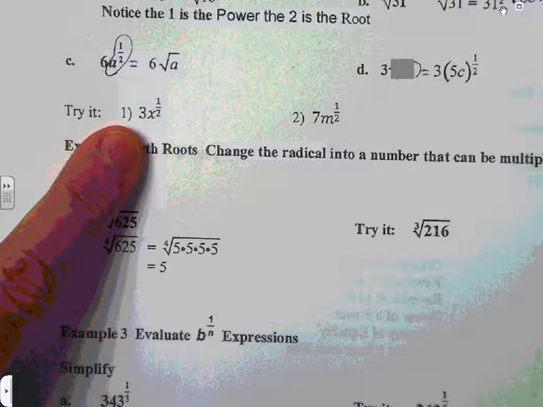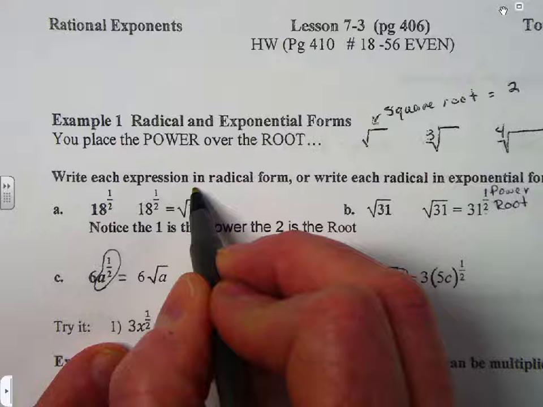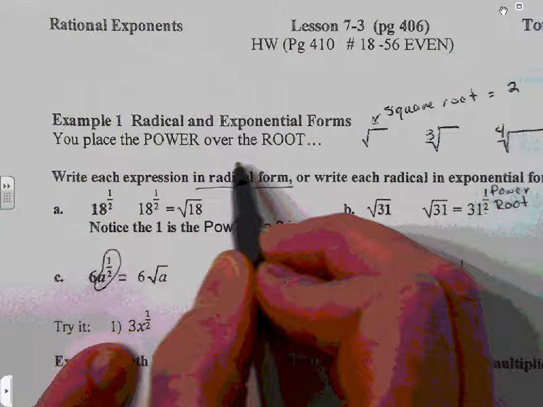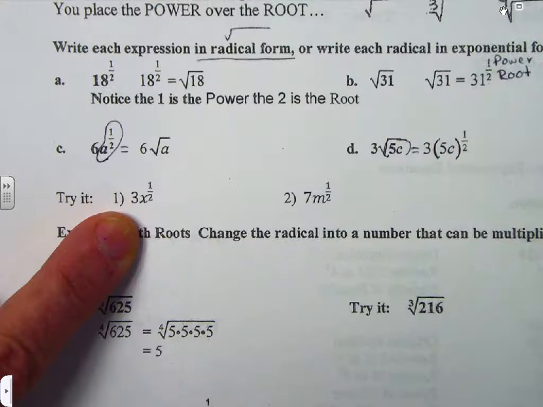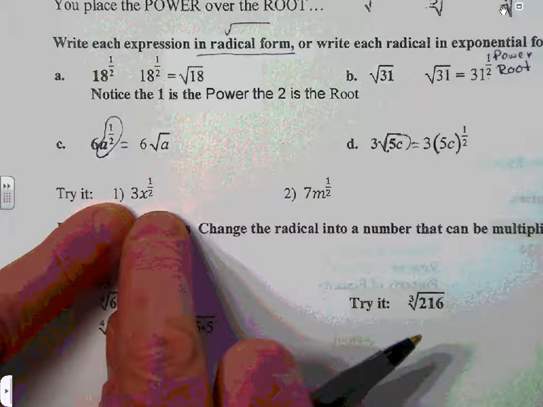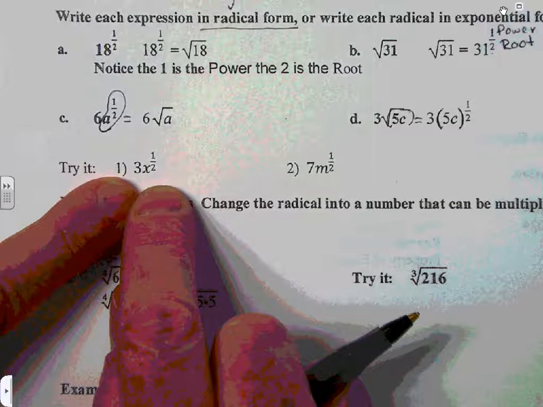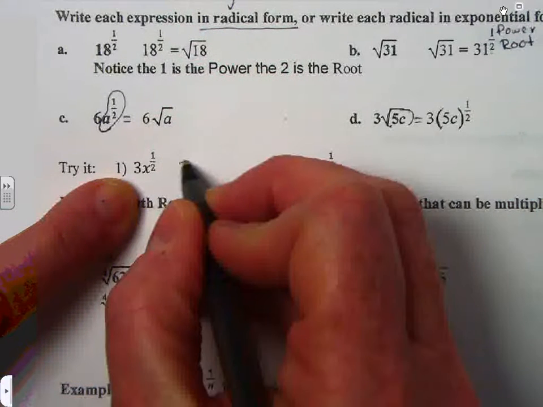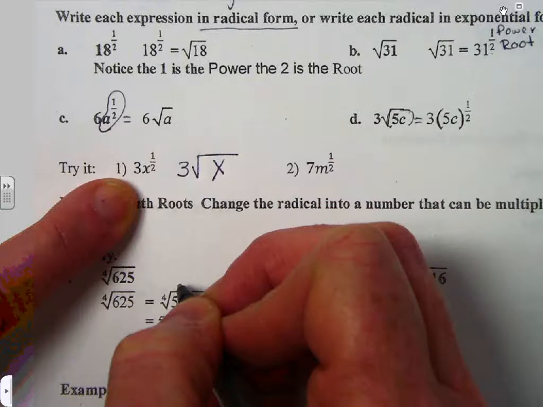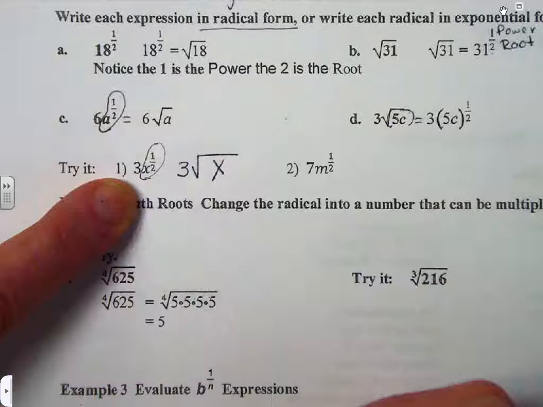3x to the 1/2. Look at what the directions say. Write this expression in radical form. Radical is the square root symbol. So I need you to write this using a square root of some type. What would you have? 3 square root x. Perfect, because that 1/2 only affects the x, right?